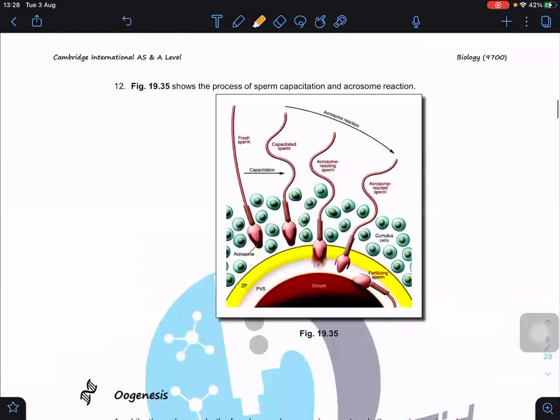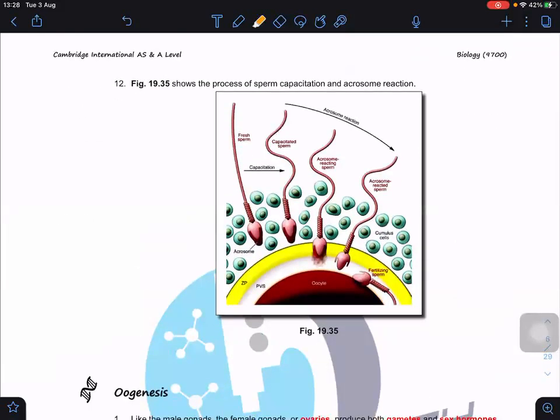Generally, in this diagram, you can see that this is a fresh sperm cell. What did this fresh sperm cell do? When it approaches the oocyte, can you see that the oocyte contains a layer known as the zona pellucida? Can you see that? If you want to break this layer, you need to have the enzymes released. So first, you can see that capacitation takes place.